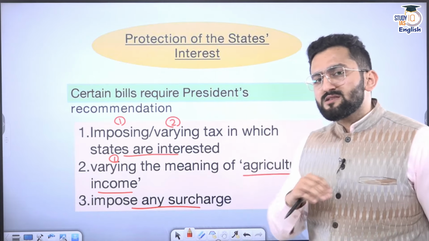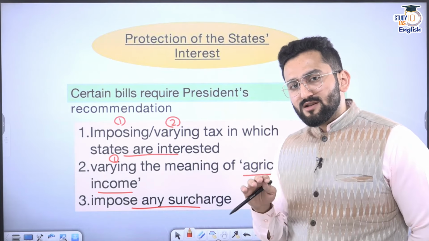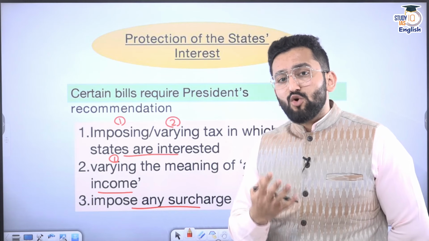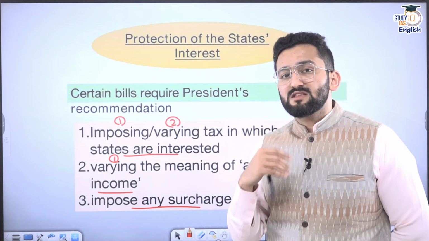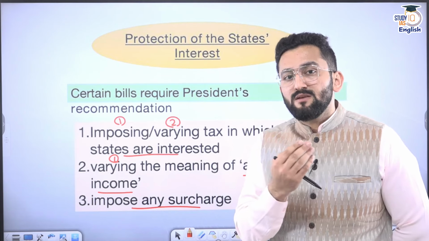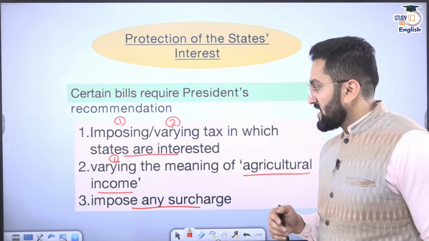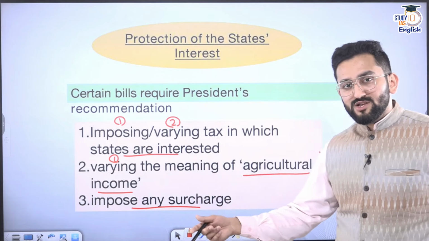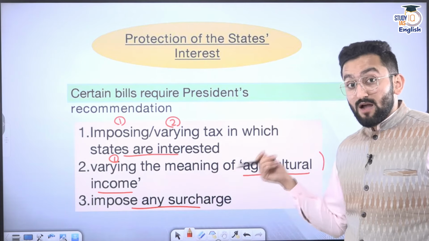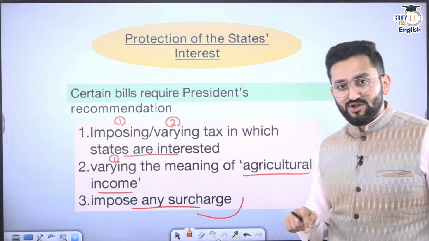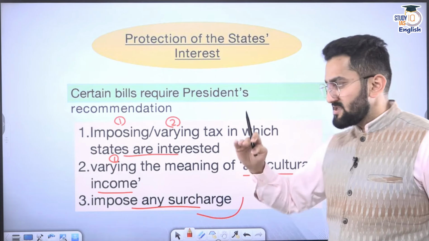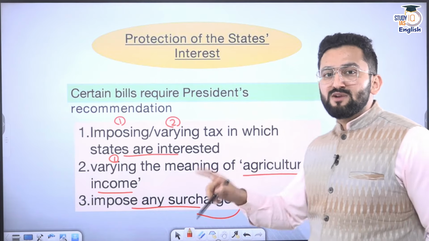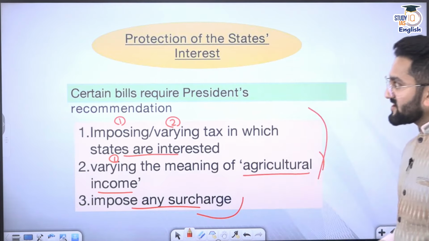But this is, you can say, an additional layer, so that if the prior recommendation of the president is added, it may be possible that the president from his own side can bring some insight on this issue, that there can be possible ramification for this also. Varying the meaning of agriculture income. As you know, agriculture is the prerogative of the state. So if you vary this, it may hamper the state interest. Impose any surcharge, additional charge on any specific income category or area. So in this case, the president's prior recommendation is required. Okay, please remember these three cases.